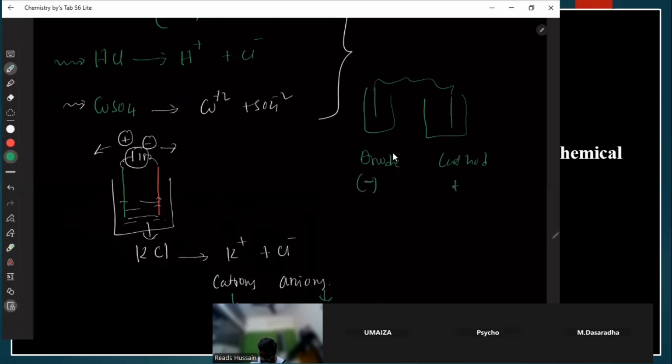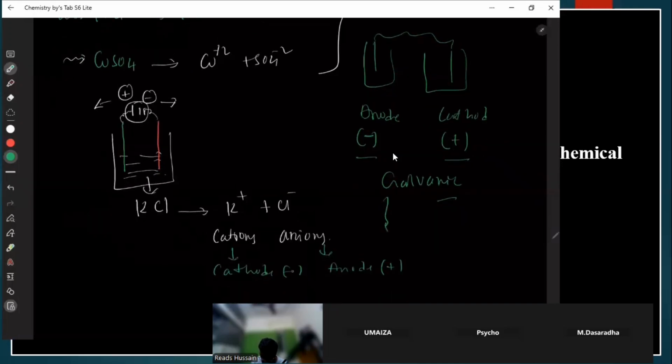Cathode is given the symbol positive, which means anode is having negative charge and cathode is having positive charge. This is in the case of galvanic cell. But in case of electrolytic process or electrolytic cells, these symbols are reversed.